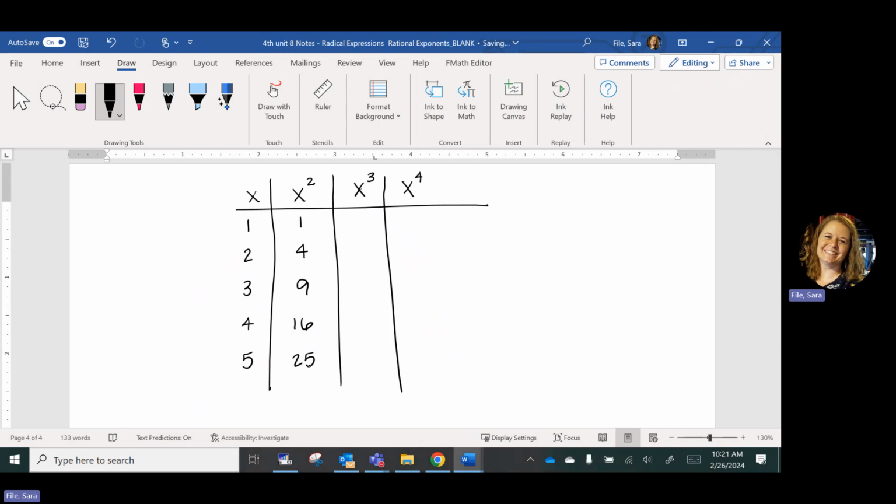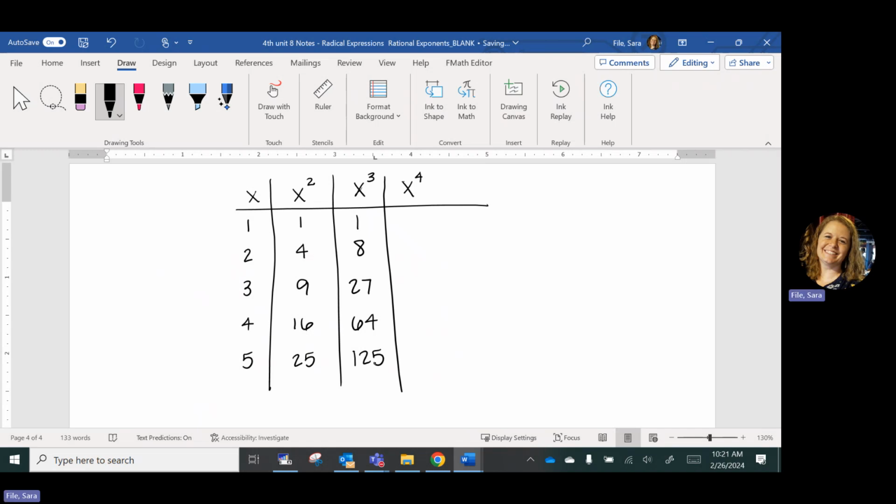So remember, when you get to cubed, then you're multiplying by that number again. So you're taking this squared number times the x. So the x squared times x. So that's still a 1. 4 times 2, that's the 8. That's where that 8 came from. 2 cubed was 8. 9 times 3, that's 27. 16 times 4 is 64. Okay, and then 25 times 5 is 125.